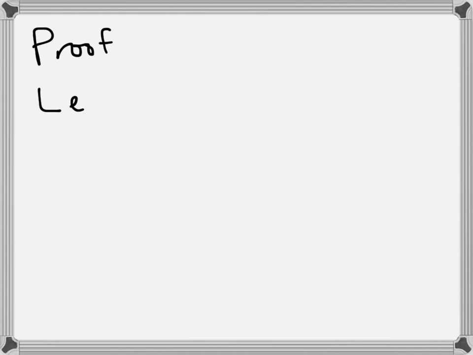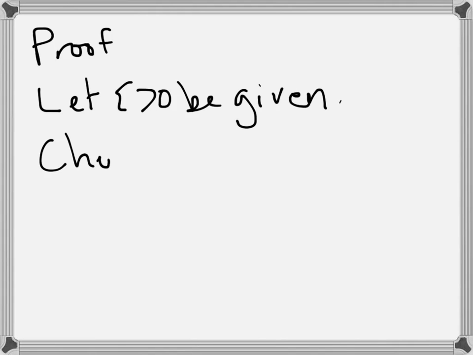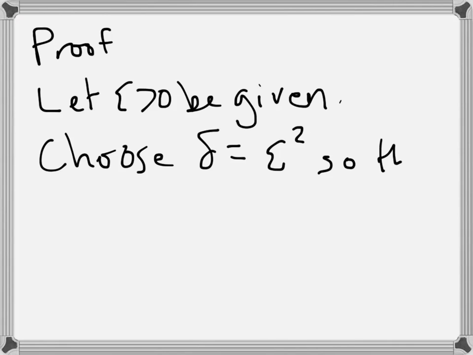So we'll say let epsilon greater than 0 be given. Then we're going to choose delta to be epsilon squared so that 0 is less than x is less than epsilon squared. Again, normally we have absolute value of x minus a, but a is 0, so that's gone, and we don't need the absolute value because we're only looking at numbers greater than 0 because this is a right-handed limit.